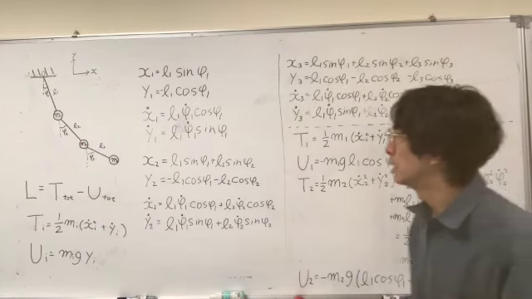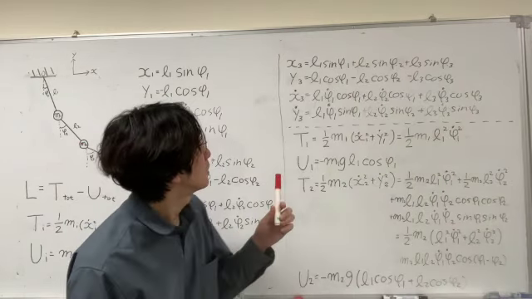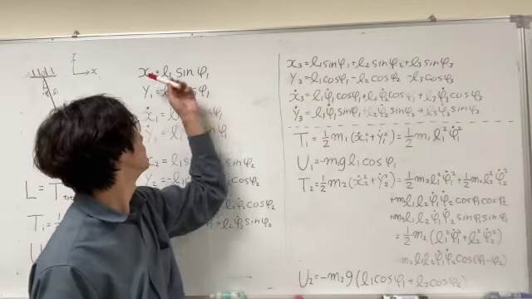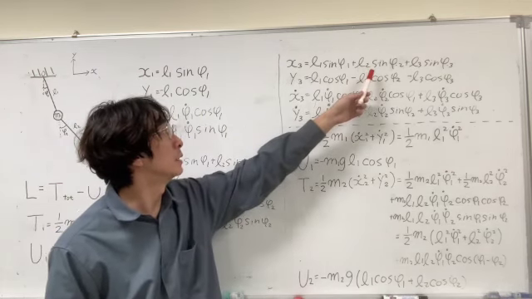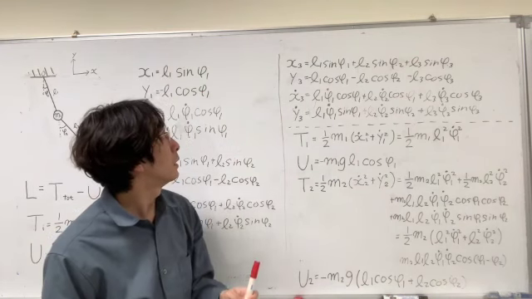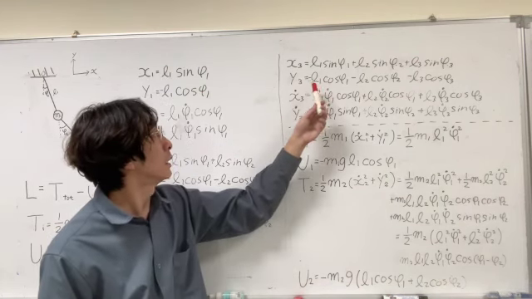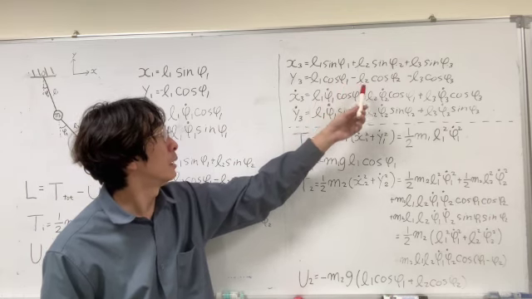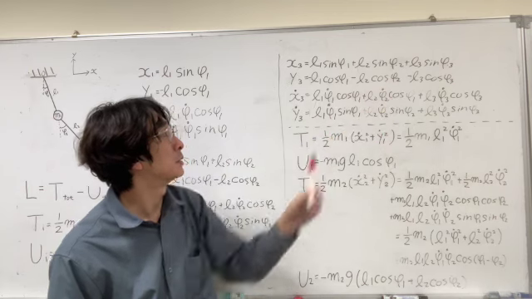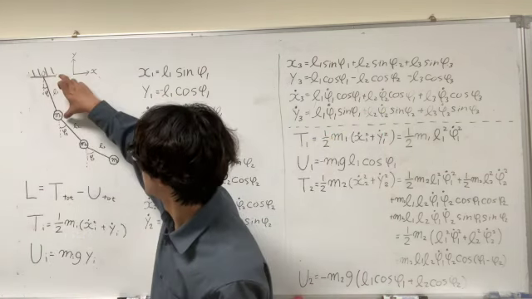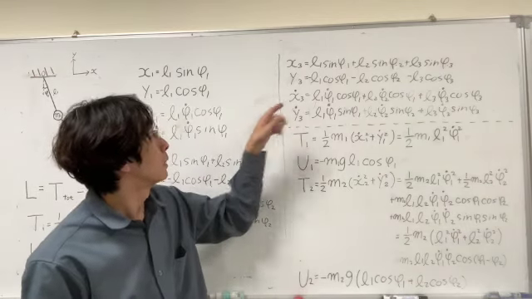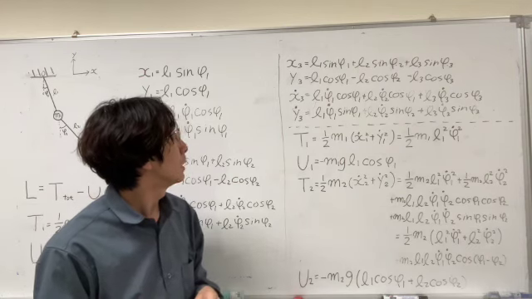Third, we consider mass 3. In the case of mass 3, the first term is L1 sine phi 1. This length corresponds to x1, and the second is x2, and we add the x3 terms like this. In the case of y3, we calculate minus L1 cosine phi 1, minus L2 cosine phi 2 and minus L3 cosine phi 3. So this length corresponds to this length plus this length plus this length. Then we can define the velocity x3 prime and y3 prime.